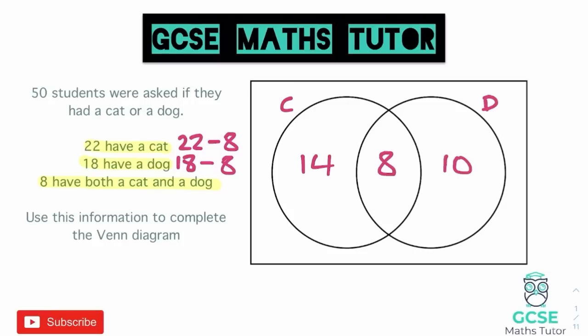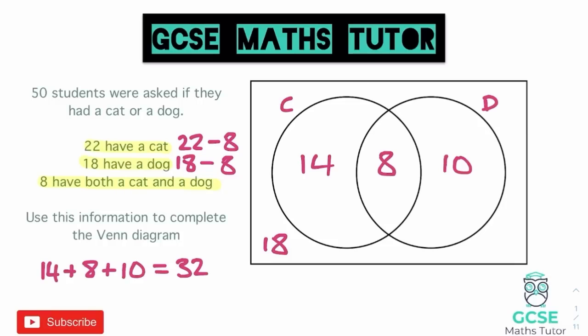And now we've got quite a lot of information there, but we need to figure out what goes on the outside. Now if we add all of those up, so 14 plus the 8 plus the 10, that adds up to 32. We've got 32 people, so we need to figure out what goes on the outside. To make that up to 50, we would have an additional 18 people that would go on the outside that have neither a cat nor a dog.